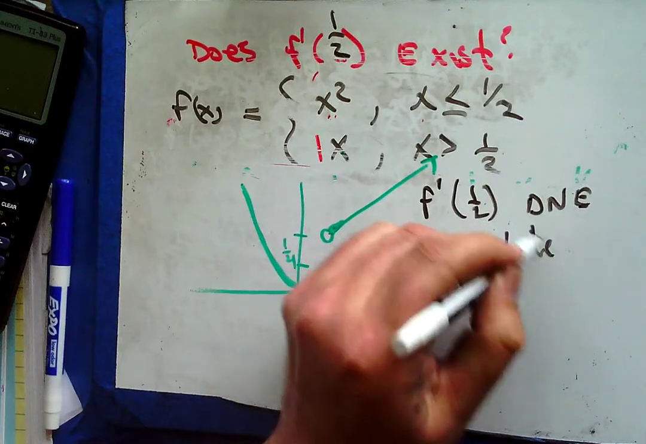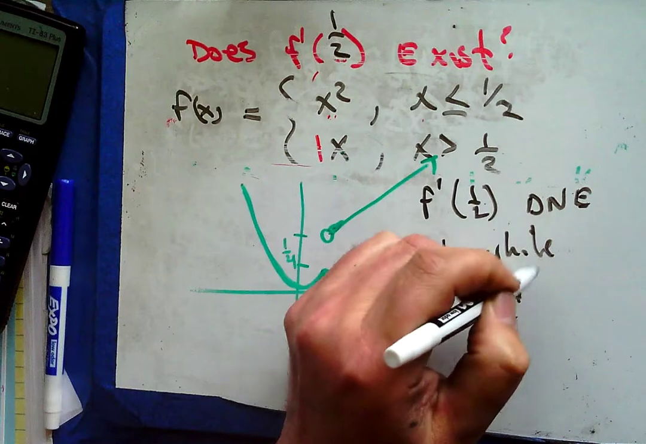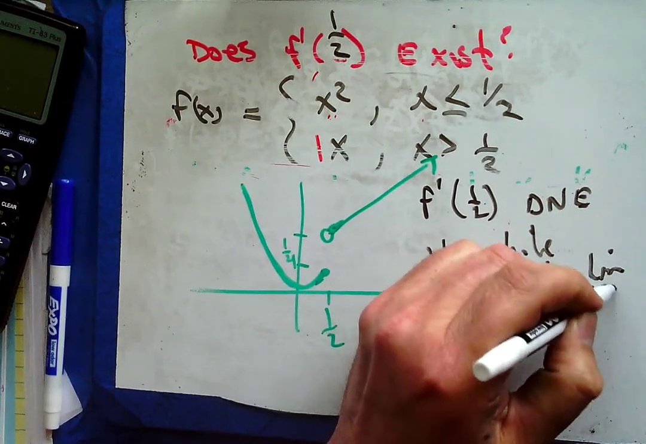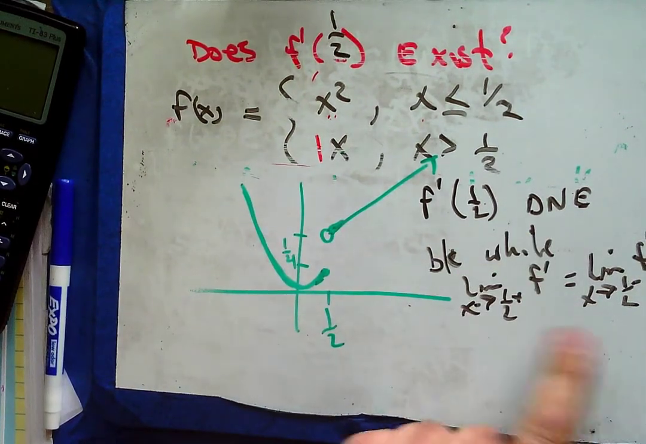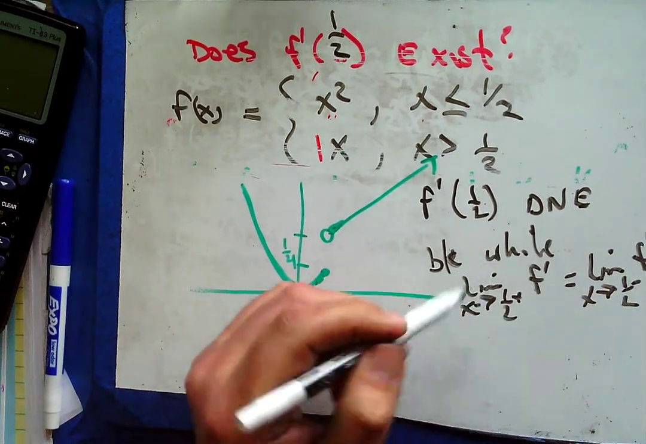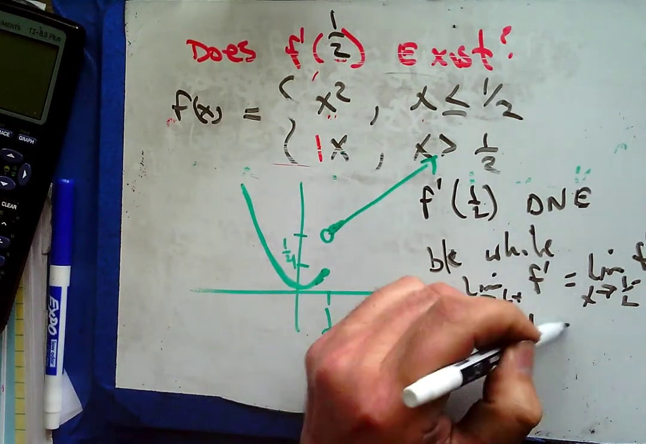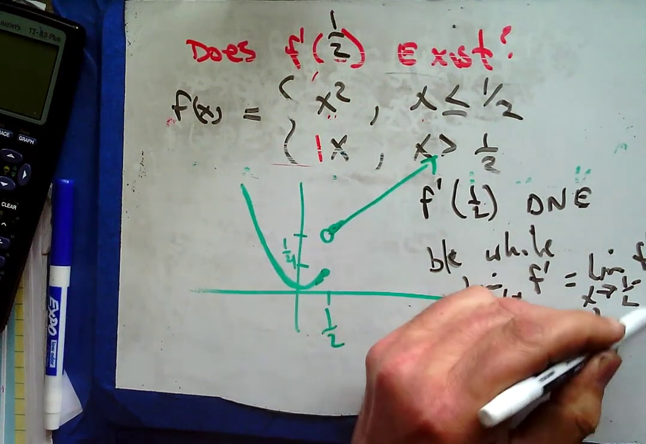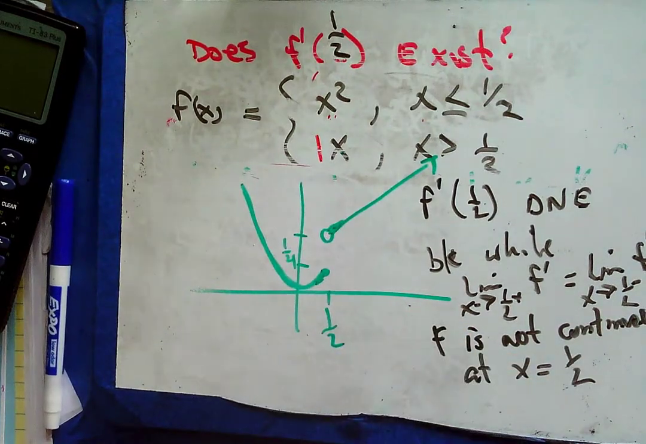while the limit as x approaches 1/2 from the positive side of f prime does equal the limit as x approaches 1/2 from the negative side of f prime, because while the limit of the slopes is equal, f is not continuous at x equals 1/2. Okay?